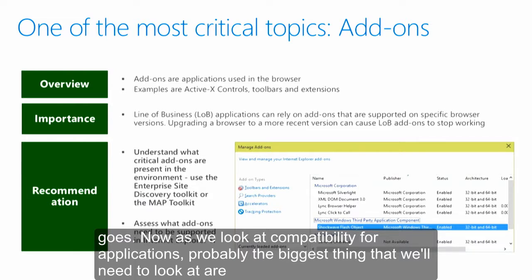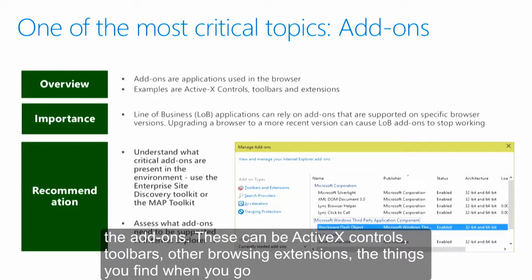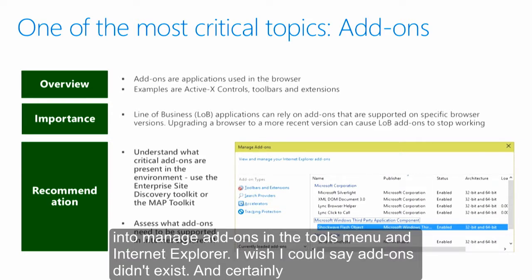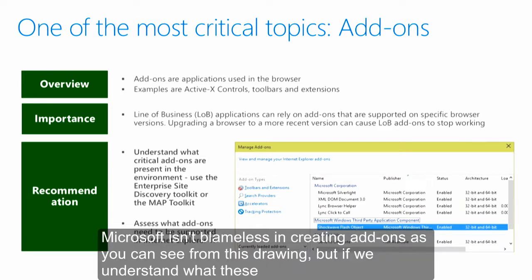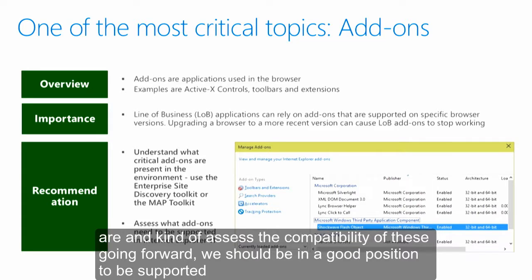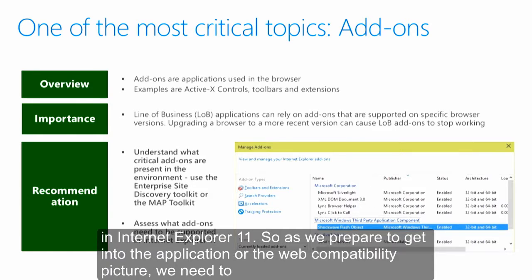Now, as we look at compatibility for applications, probably the biggest thing that we'll need to look at are the add-ons. These can be ActiveX controls, toolbars, other browsing extensions, the things you find when you go into Manage Add-ons in the Tools menu in Internet Explorer. I wish I could say add-ons didn't exist, and certainly Microsoft isn't blameless in creating add-ons, as you can see from this drawing. But if we understand what these are and can assess the compatibility of these going forward, we should be in a good position to be supported in Internet Explorer 11.